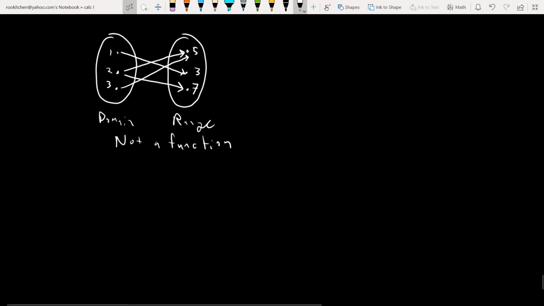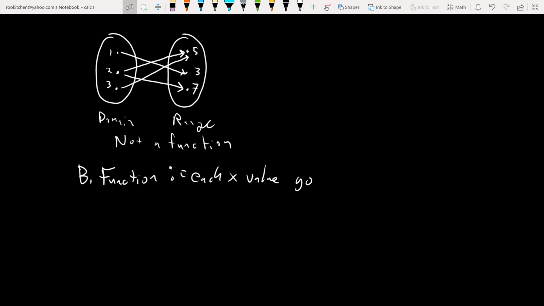Okay, so what is a function? That's where each x value goes to only one y value. Okay, so you could kind of look at the arrow diagrams or just even the set, trying to identify if the thing is a function or not, given the arrow diagram.